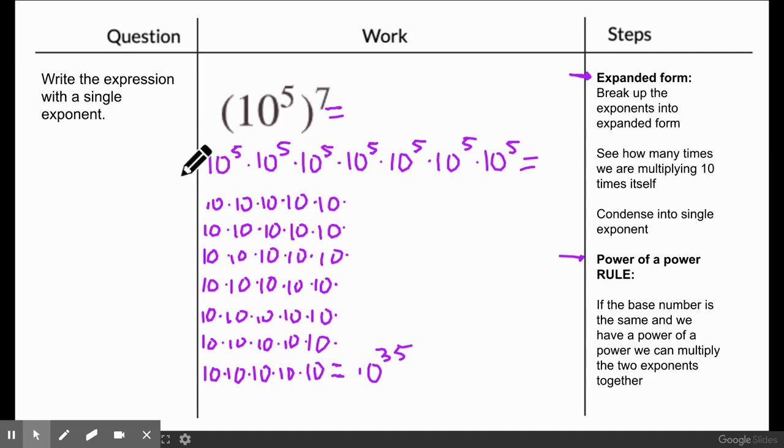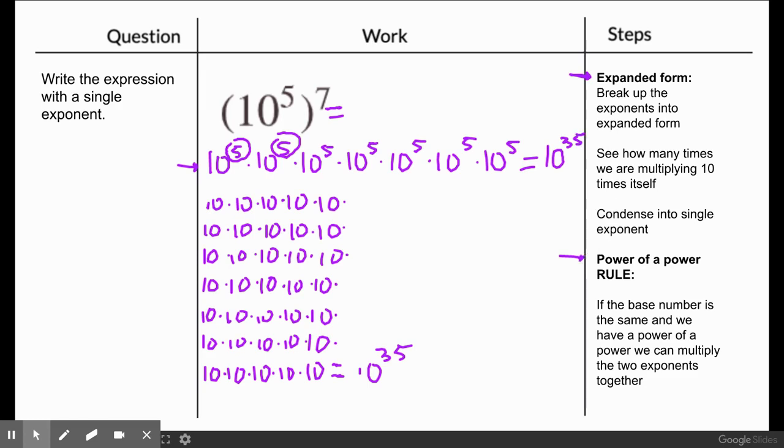First of all, let's go back a step and see if we had expanded it to this form right here. We know that the rule for multiplying exponents with the same base is we can actually add the exponents to get our final exponent. So 10 to the power of 5 times 10 to the power of 5, we take 5 plus 5 and get 10 to the power of 10. Then we add another 5, so 10 to the power of 15, 20, 25, 30, 35, to get 10 to the power of 35. But there's an even easier way if we know our power to a power rule.